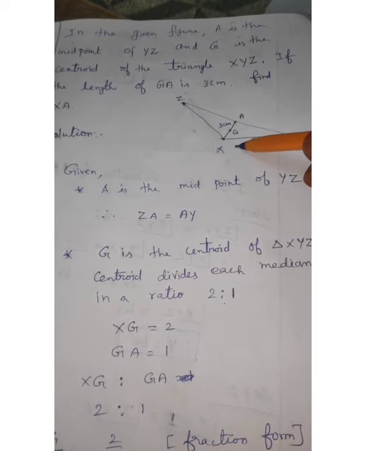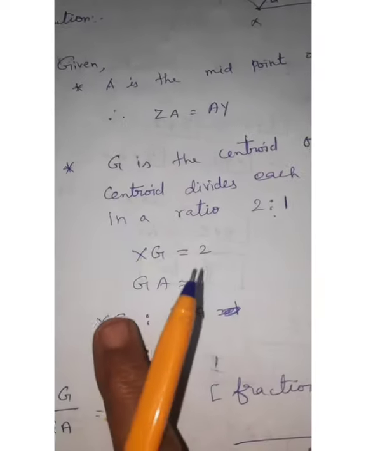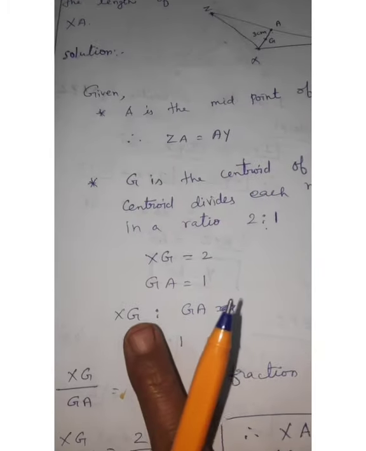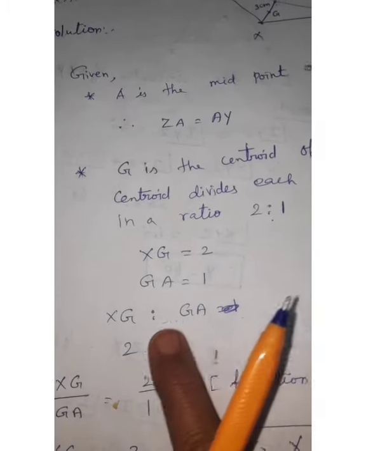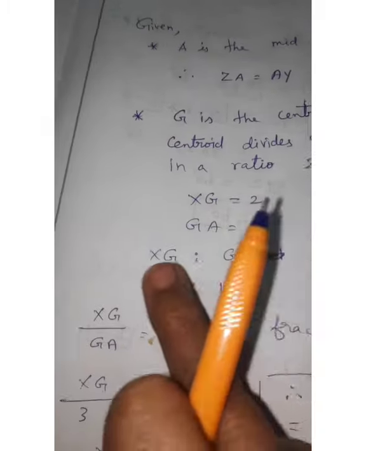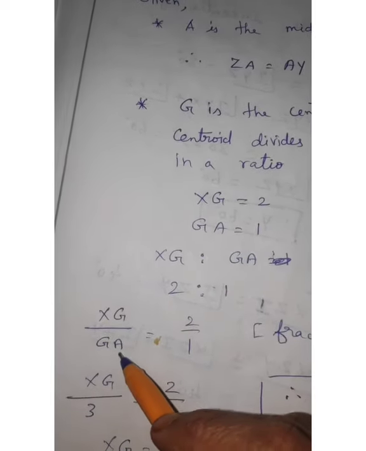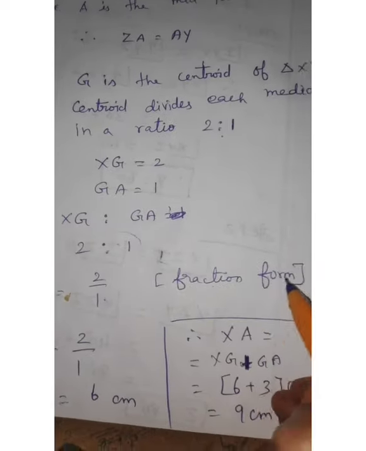XG value is 2 and GA value is 1, so XG is to GA as 2:1. This median is the only one we are using. This is the ratio form; now write it in fraction form. XG divided by GA equals this ratio, 2/1.